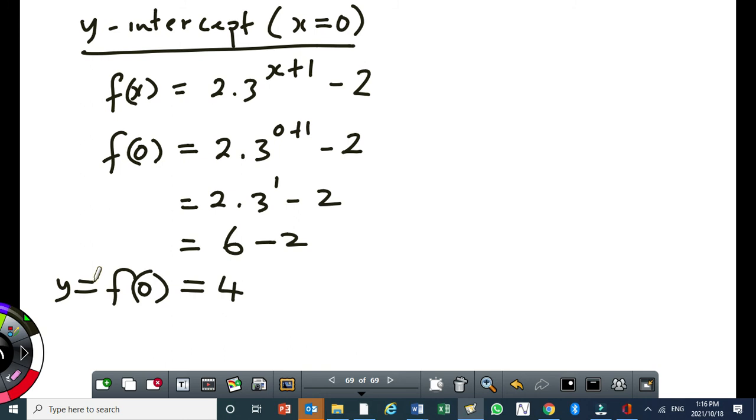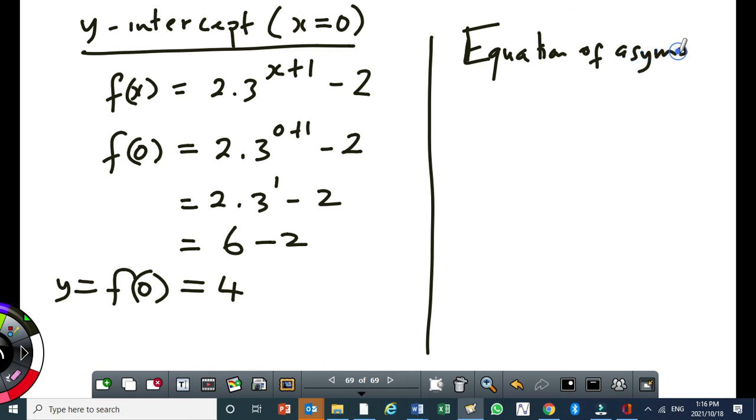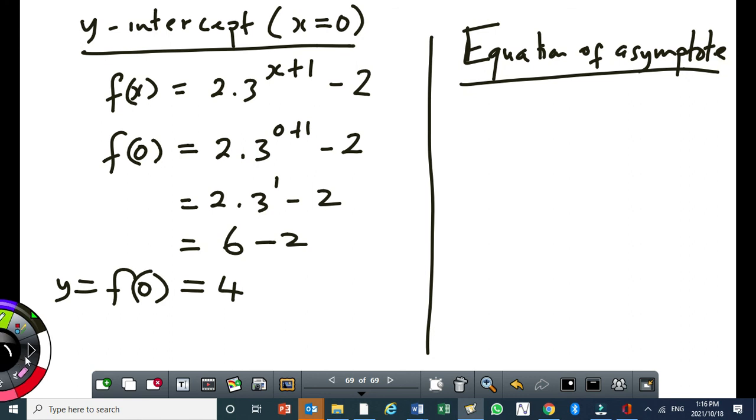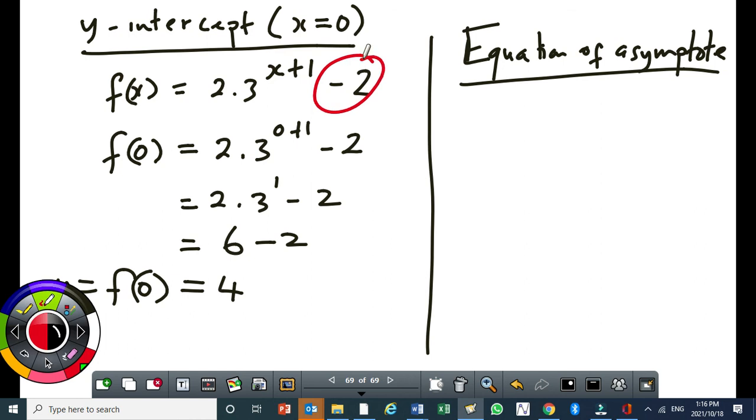Are you following? Then, equation of asymptote. Please, the asymptote is a straight line, and it is an equation. So in this case, it's determined by this value here. So that would be y equal to negative 2. You can write that even if your eyes are closed. When you are asked to write the equation of the asymptote, even with your eyes closed, the value for y is equal to negative 2. So someone will mess it up and put it.